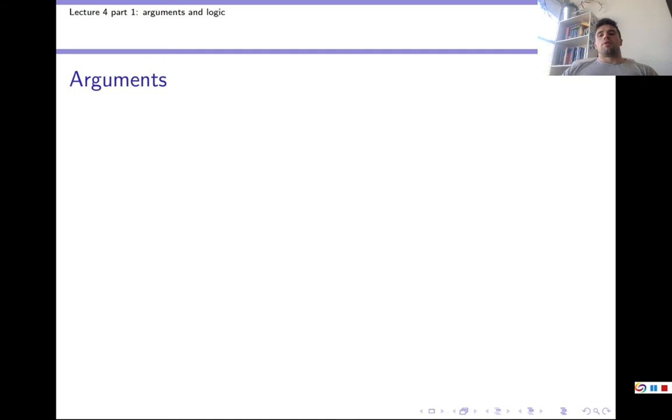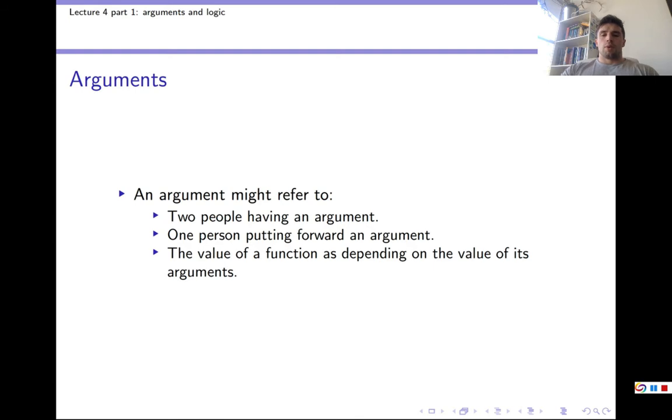Now, an argument might refer to several different things as we ordinarily use the word. So pause for a moment and write down as many uses as you can of the word argument as we might use it in our everyday language. Okay, so 3 examples of where we use argument in everyday language are these, although I'm sure there are more. We might speak of 2 people having an argument, or of one person putting forward an argument, or the value of a function as depending on the values of its arguments. Only one of these uses is important for us, and that's the second one.